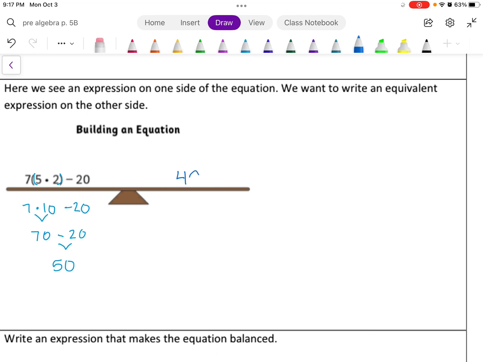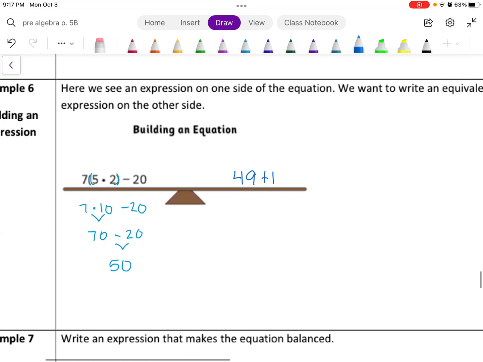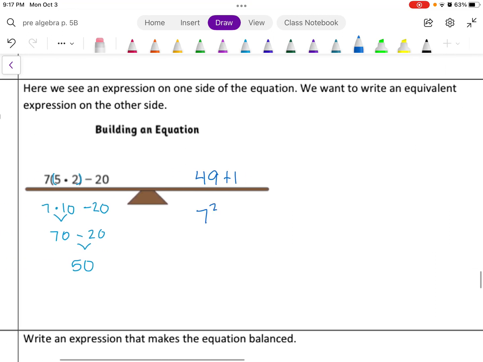We could do an easy one. We could do 49 plus 1. 49 plus 1 is 50. We could do 7 squared plus 1. Right? 7 squared would be 7 times 7, which is 49. What else could we do? We could do 10 plus, let's see, 60 divided by 2 plus 13 minus 3. That would be equal to 50.